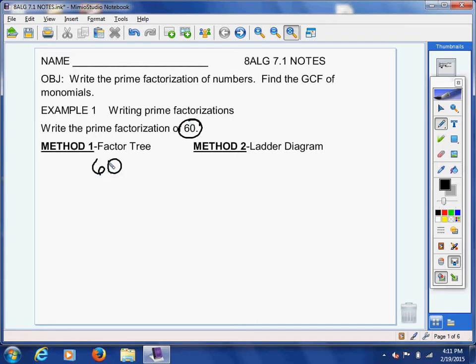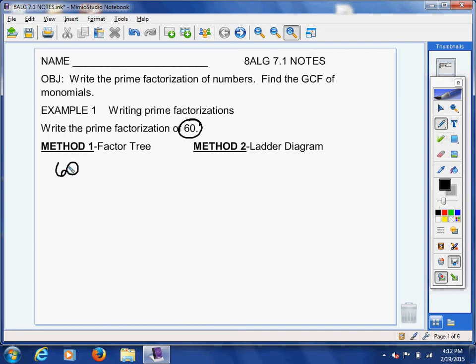Put the number 60 there and think of any two factors of 60 that you want to try. It doesn't matter where we begin. All that matters is that we end up with the exact same prime factors. I'm going to do this twice. In fact, I'm going to erase and write just a little bit smaller, so I can do a couple of factor trees side by side for you.